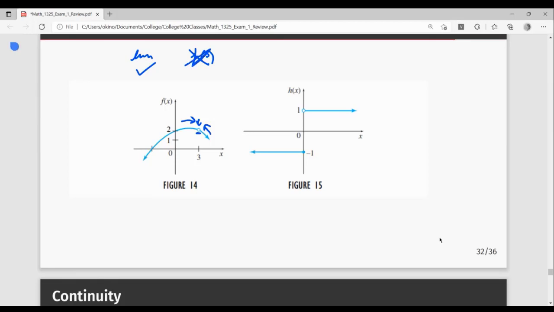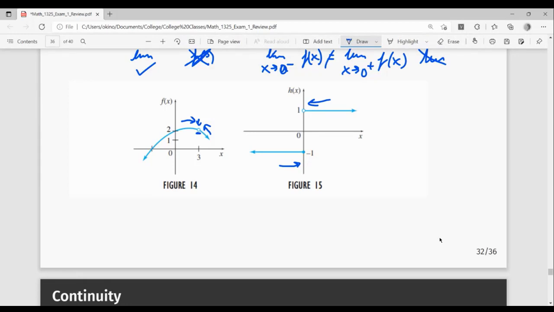And then lastly, for this last one, we have the limit from the left, it looks like it's approaching -1. The limit from the right approaches 1. So our left and right limits do not equal. So our limit does not exist. So again, it's discontinuous.